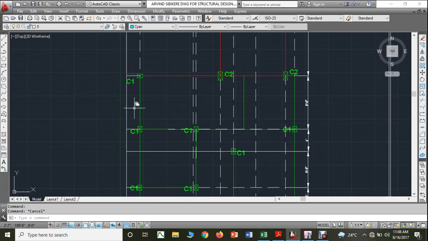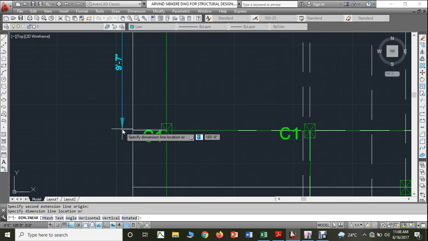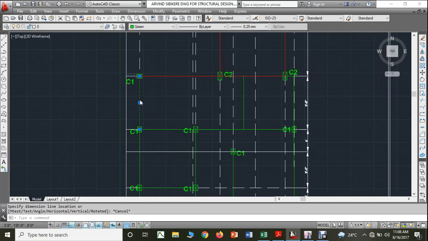Then again I can see this one and this one, this and this I can make as the continuous beam, whereas this will be a simply supported beam. So what I have to do is check the dimension from here to here. We are getting 9 feet 7 inches, that is 10 feet. Therefore this and this will be continuous, whereas this will be simply supported, right?